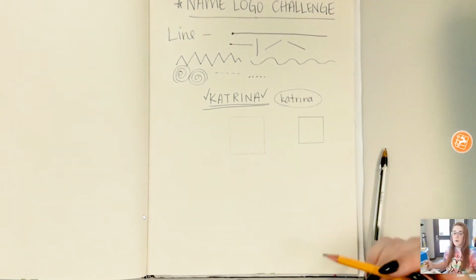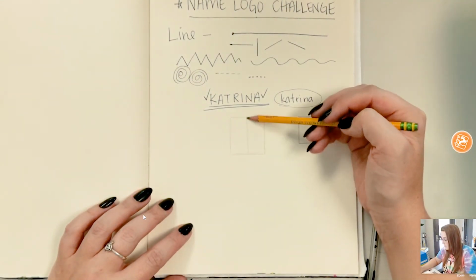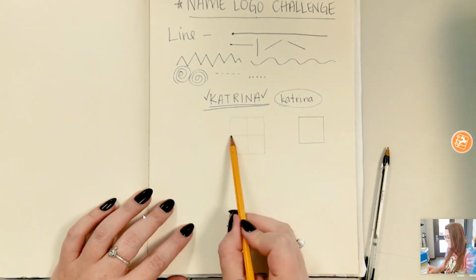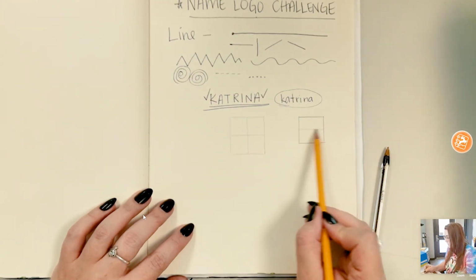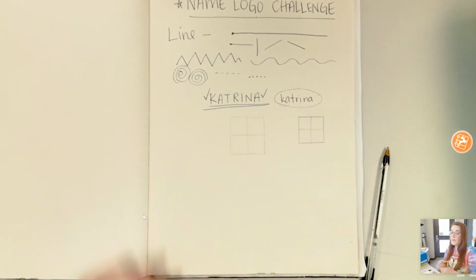So once you have your box drawn, you're just going to divide it in half and then divide it into quarters. And then we're going to get started with our name logo challenge. Take a look at this video to help you get inspired and have a better idea of what this challenge is going to be.